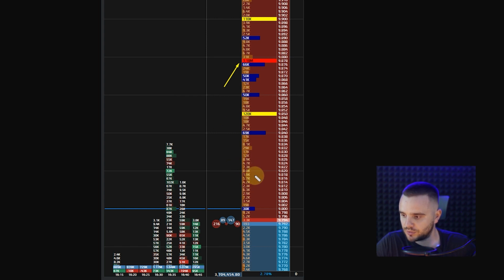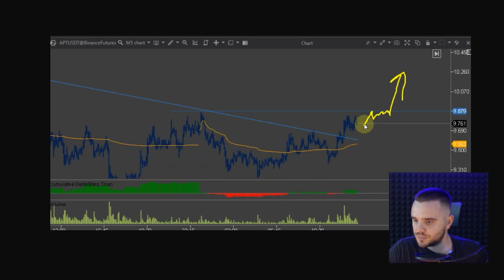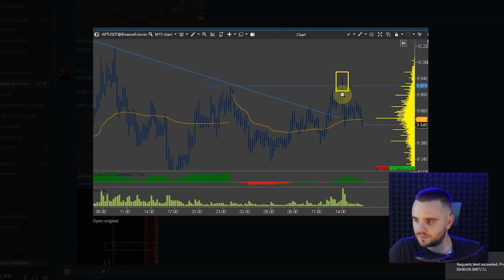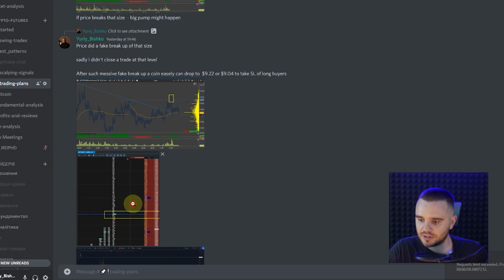I took a screenshot when price on APT was at this level, 9.87, 9.80. It was exactly at this moment that I thought price would break this level, but price eventually didn't break it. Have a look at this example. What happened eventually? Price did this fake out because that significant order became another resistance.